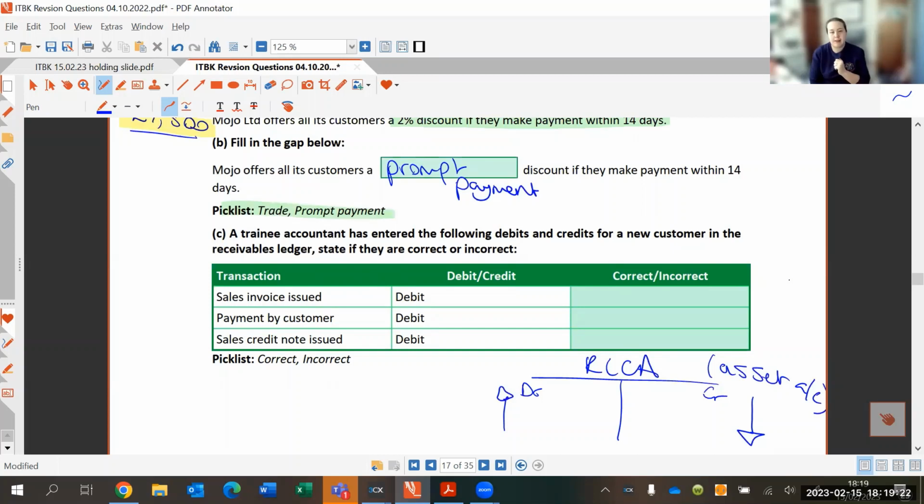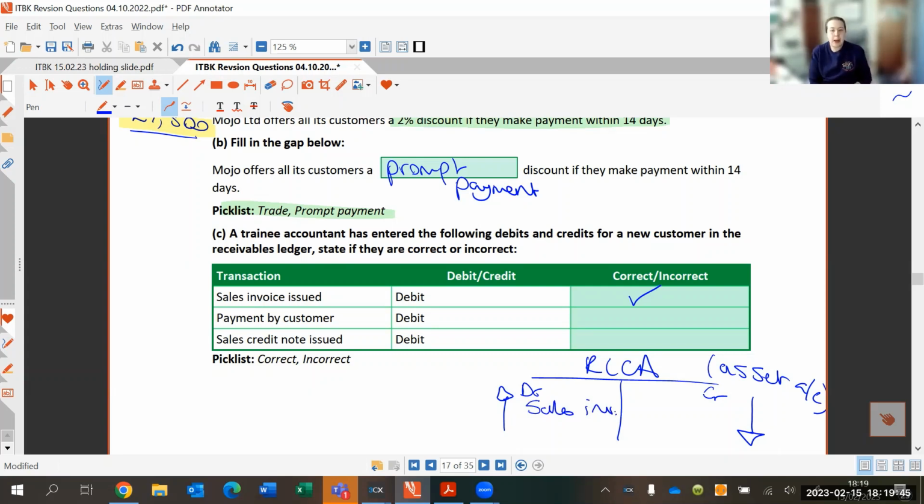Have they put it on the right side of the receivables ledger control account? They've put it here. Yes, I think that is correct. For the receivables ledger control account, if we've got any sales invoices, and I'll fill this in as we go, any sales invoices go on that side. What about the next one?